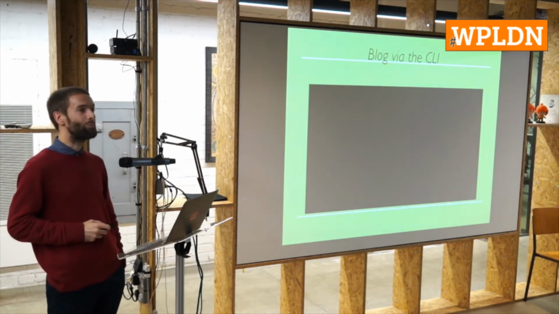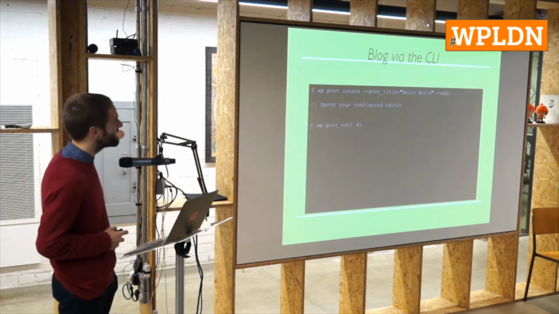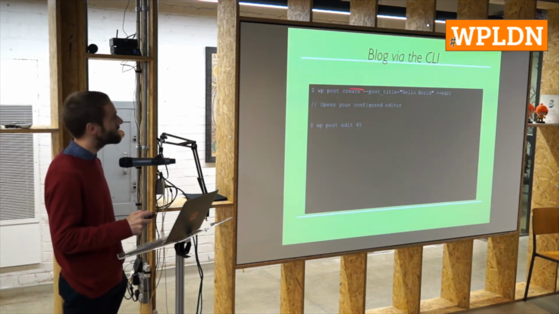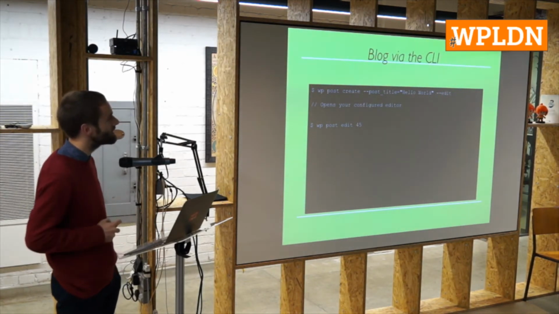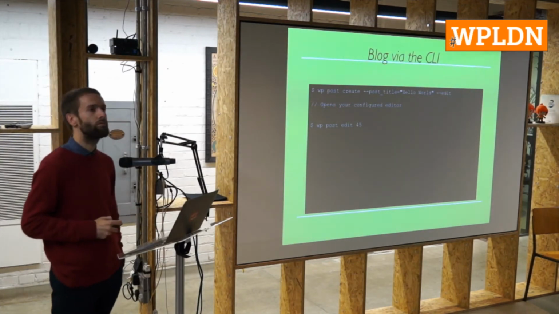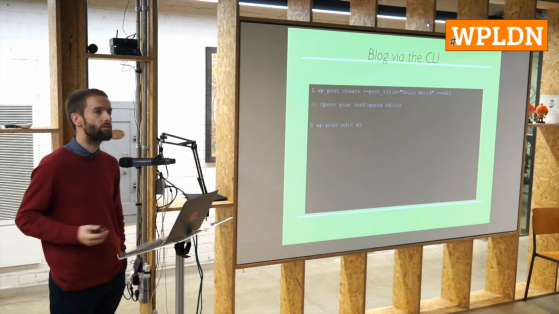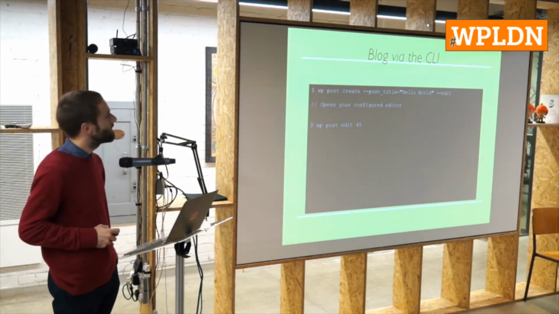You can actually blog via the CLI. You probably wouldn't want to, but you can. There's a few commands. wp post create creates a post, but there's a special flag called edit. You put --edit on there. Again, it will open your configured editor. So usually on the command line that will be Vim or Emacs or whatever, but you can configure it to use your text editor if you like.